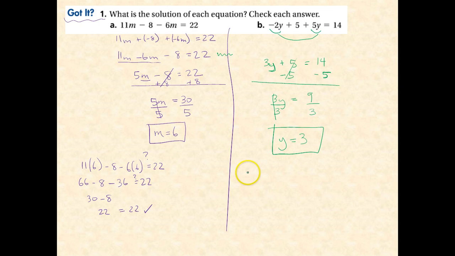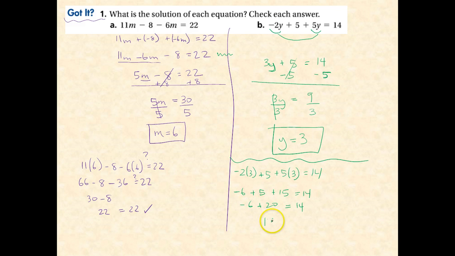And I can check my answer too. Negative 2 times 3 plus 5 plus 5 times 3 equals 14. So negative 2 times 3 is negative 6, plus 5 plus 15 equals 14. 5 plus 15 is 20. So negative 6 plus 20 equals 14. Well, that's 20 minus 6, which is 14. So that checks out. Awesome.